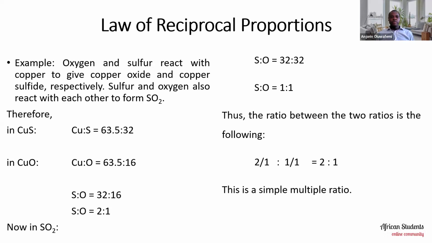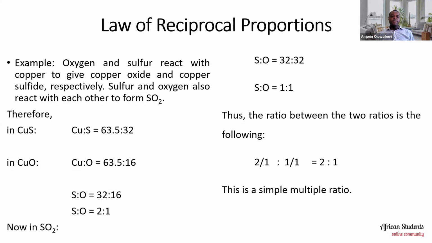Now, when you divide through by 32, what you end up having is that sulfur and oxygen will combine in the ratio 1 to 1. Thus, the ratio between the two ratios is the following. For the first part of the question, that is copper sulfide and then copper oxide, the ratio is 2 to 1 as calculated.